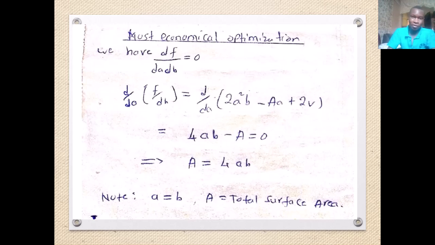So for the most economical part of this, we are also going to do the same thing as we did for the closed system. We are going to have that kind of partial derivative. Then we are going to have the surface area, in this case 4ab. In the other case it was 8ab, but in this case it's now 4ab, and of course a is still equal to b because it's the most economical system, and A is the total surface area.